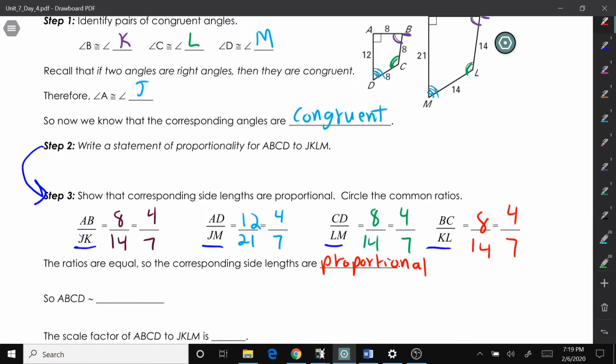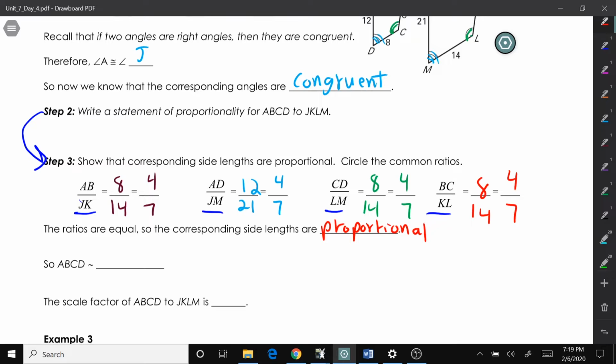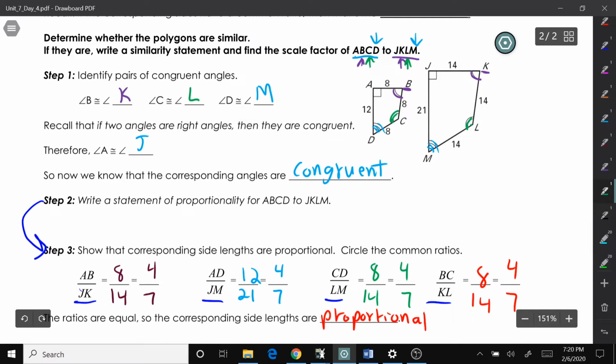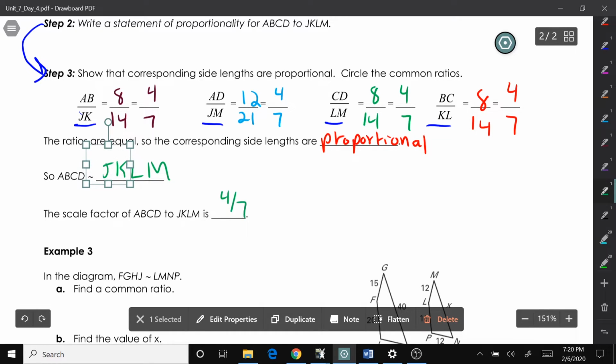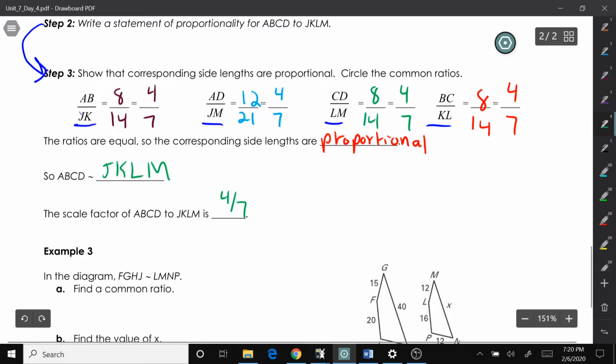Which makes the two shapes congruent. Or not congruent, I'm sorry, similar. So ABCD is similar to, I'm going to make sure I have the right order, JKLM. And the scale factor was 4 over 7, because that's what we got every single time we simplified our fractions.